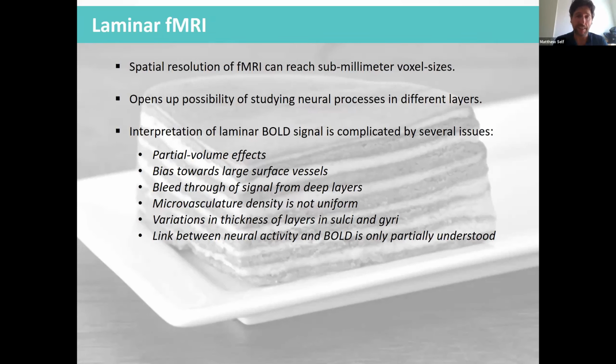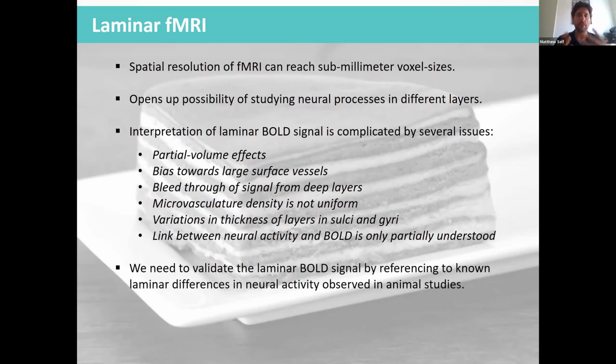It's also a very tricky technique to analyze. Cortex is not just a uniform flat sheet. It's convoluted into sulci and gyri, and the layers have different thicknesses on the crown of the sulcus and the depth of the gyrus. So that means that you need to use sophisticated analysis techniques or computational models to work out how you isolate signals from different layers. Finally, the link between neural activity and BOLD signal is really only partially understood, which means we don't know exactly which neural processes in different layers are going to be contributing to our BOLD signal.